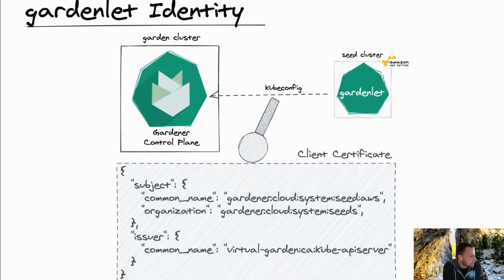This certificate is auto-renewed if 80% of the lifetime is reached. And this is not something new. We have implemented this since quite some time, more or less since the introduction of the gardenlet. But now it already helps us to implement this further seed restriction and authorization handlers.